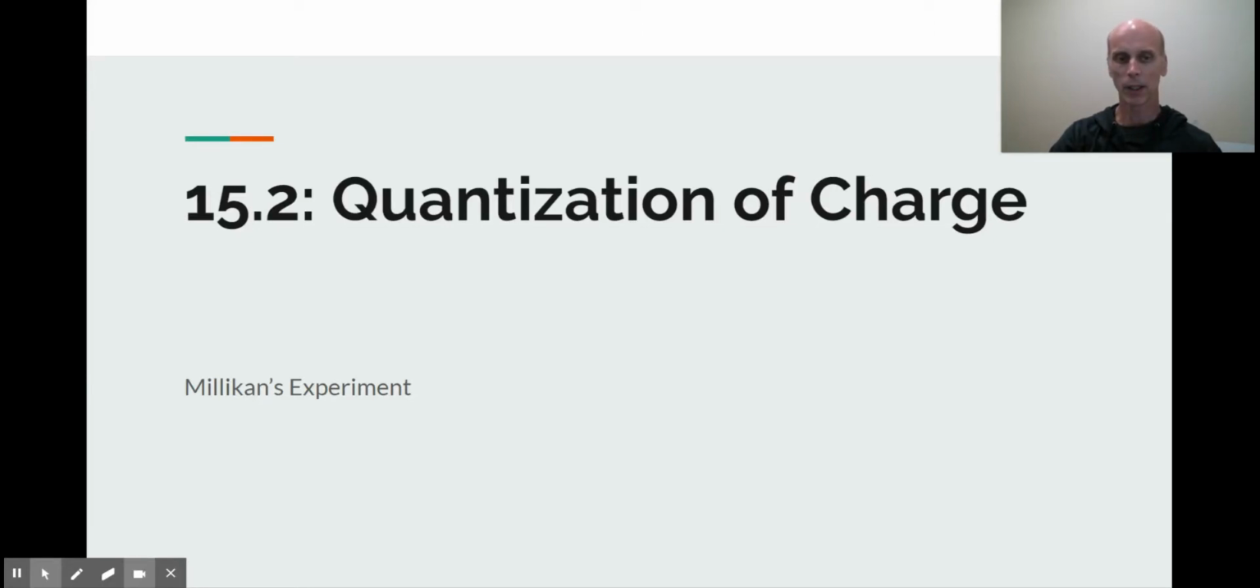All right, let's talk about the quantization of charge, and we're going to focus on Millikan's experiment to deduce what exactly is the charge on an electron.